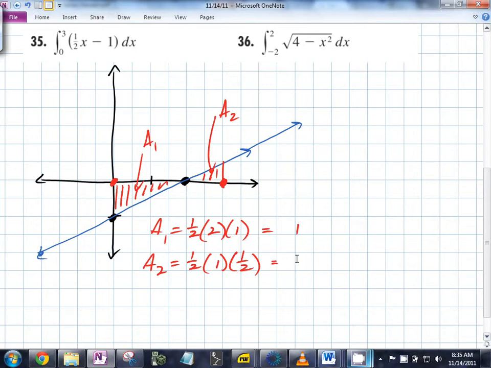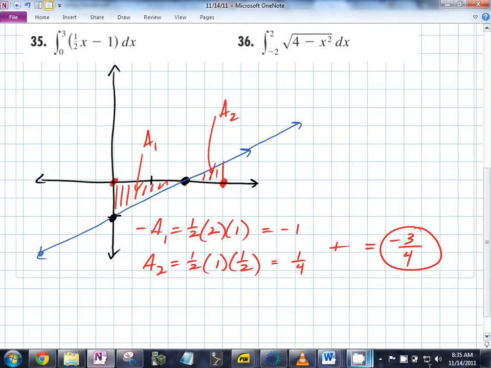What's the answer? Negative 3/4. This is going to be negative. Yes, it's underneath the x-axis. You're actually finding net change here. Net change. So because it's below the x-axis, it's going to be negative. That's correct. That's why.